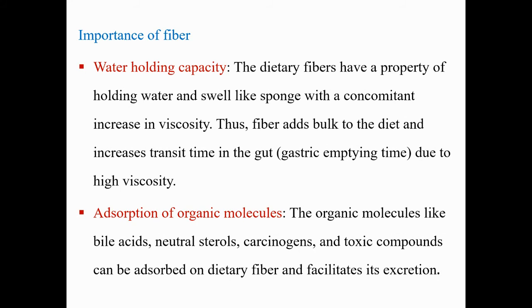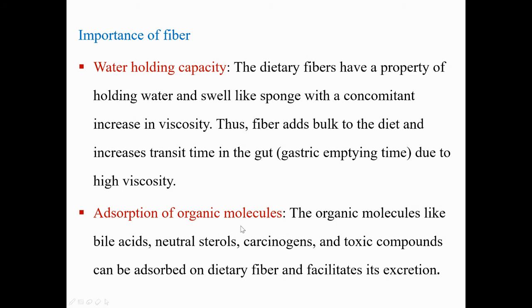Why am I stressing this? The water holding capacity of the fiber provides a vital role in case of constipation. During constipation, it plays a vital role. We will look into this effect of fibers in constipation in the next slide. So we'll go to the next point.